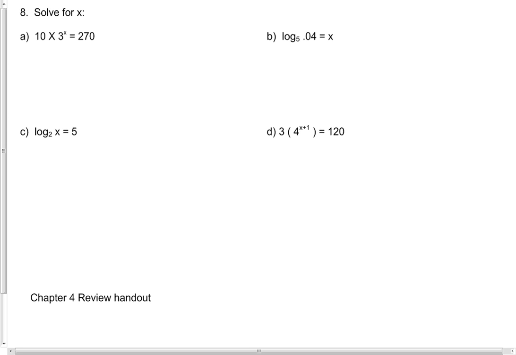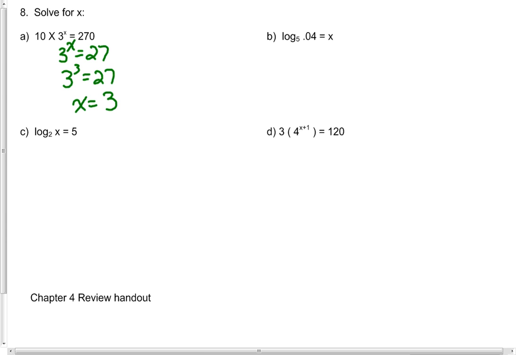Number 8, solve for x. 10 times 3 to the x equals 270. I would divide both sides by 10. And then I have a power of 3 to the x equals 27. That one I know because 3 cubed is 27. So x must be 3.